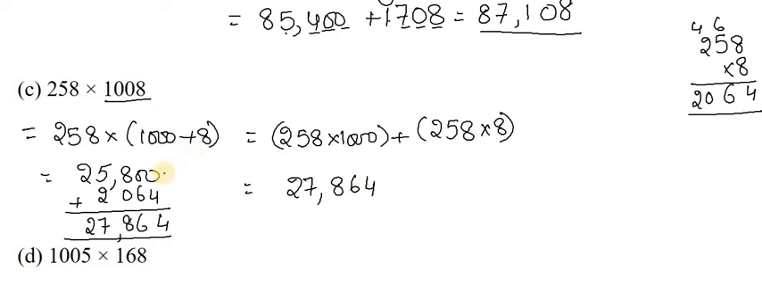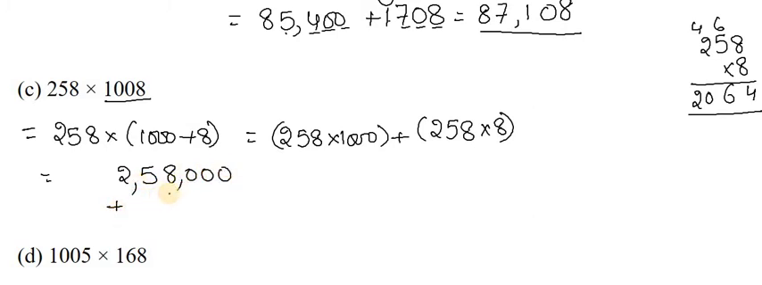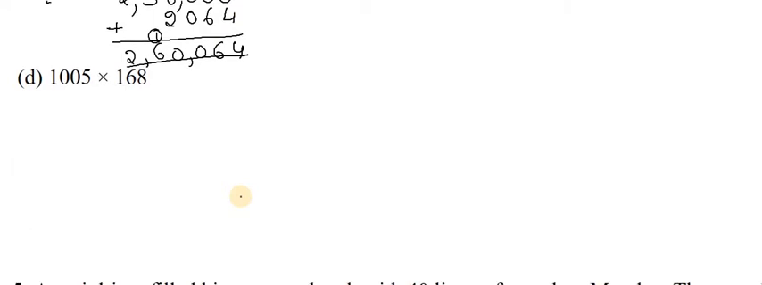Sorry, here it is 1000, but we went through 100. Okay, I'll erase it and show you. And now the answer is 2,58,000 plus 2,064. 4 6 0 10 6. The answer is 2,60,064. I'm sorry once again.